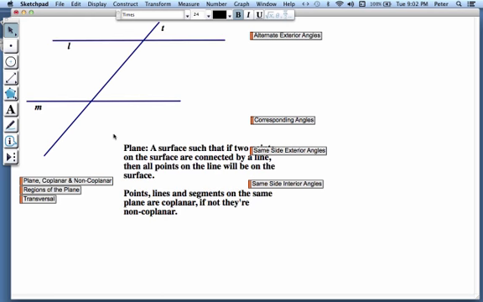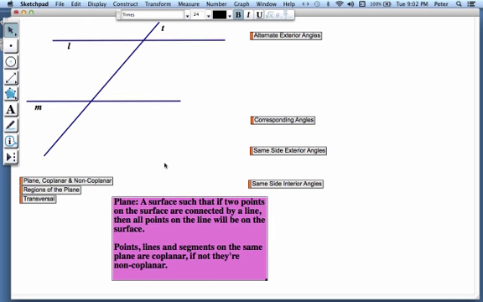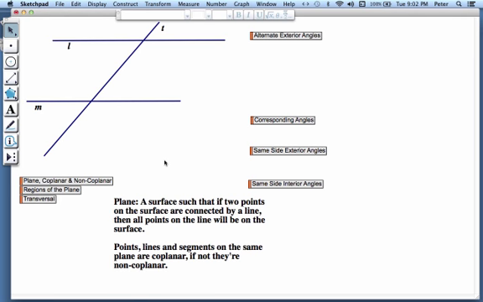So let's take a look at the definitions. A plane is a surface that has 2 points on the surface, and so on. Just keep in mind that a plane is infinitely long and wide and thin. It's important to keep in mind what coplanar means. So if they're on the same plane, they're coplanar. If they're not on the same plane, then they are non-coplanar.